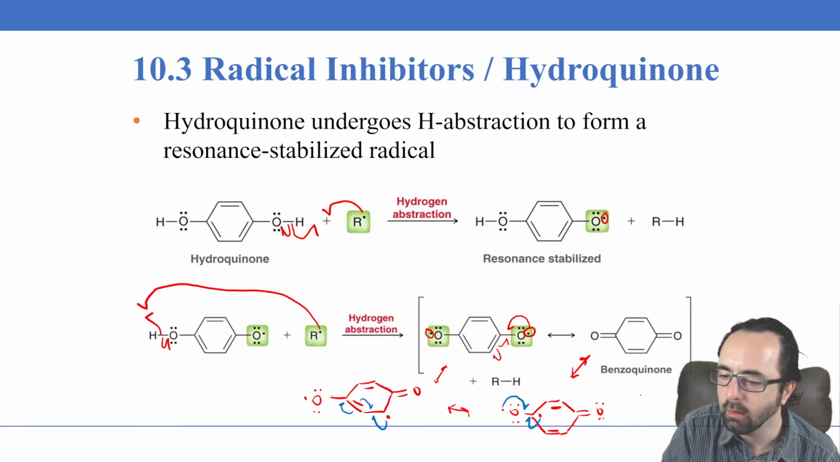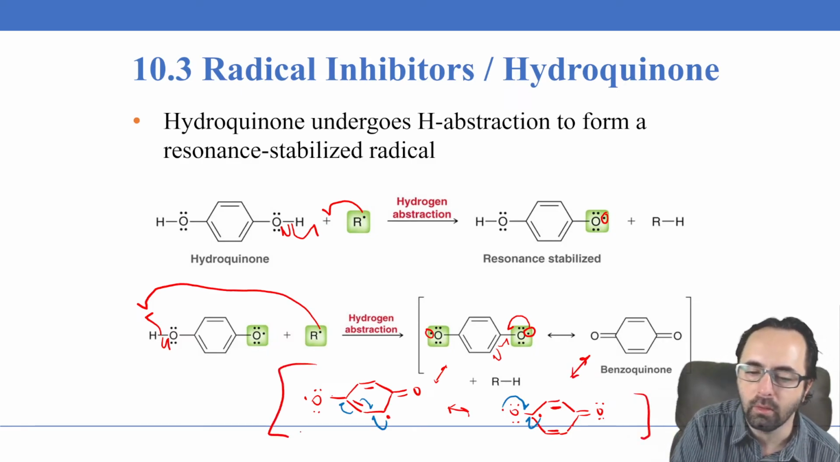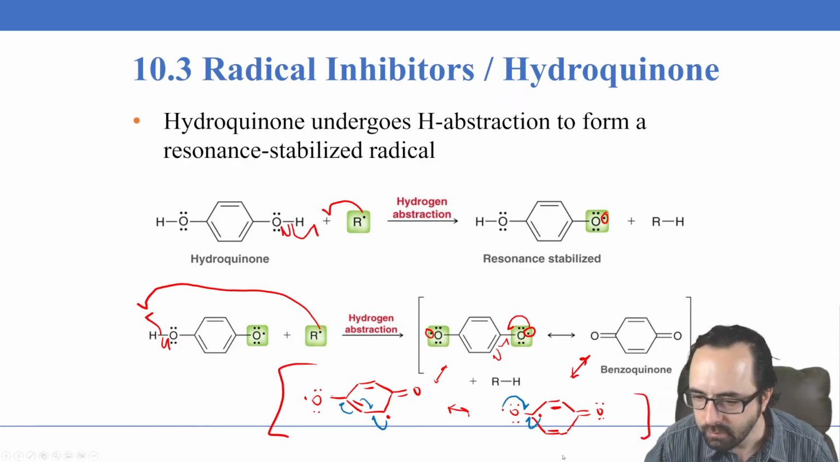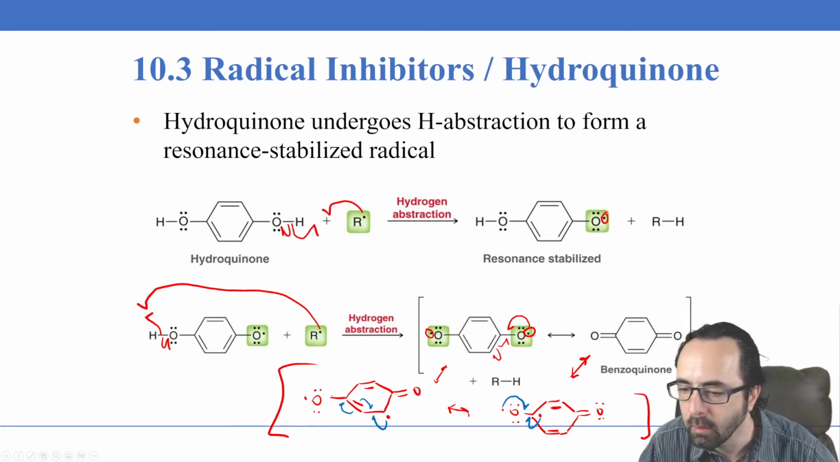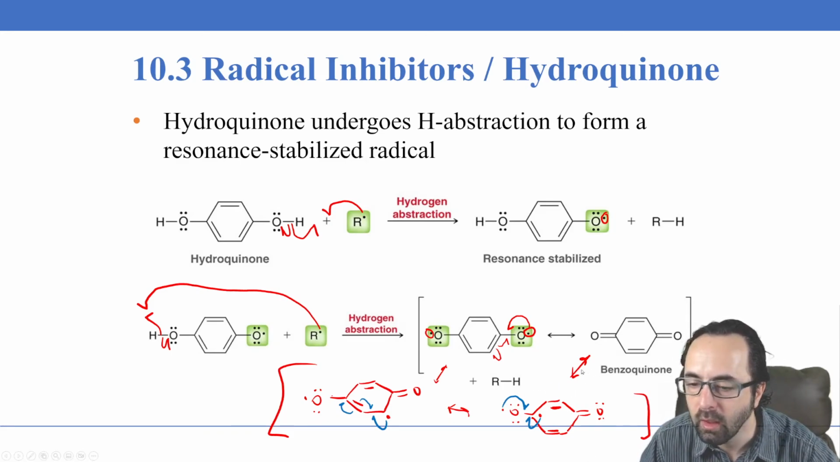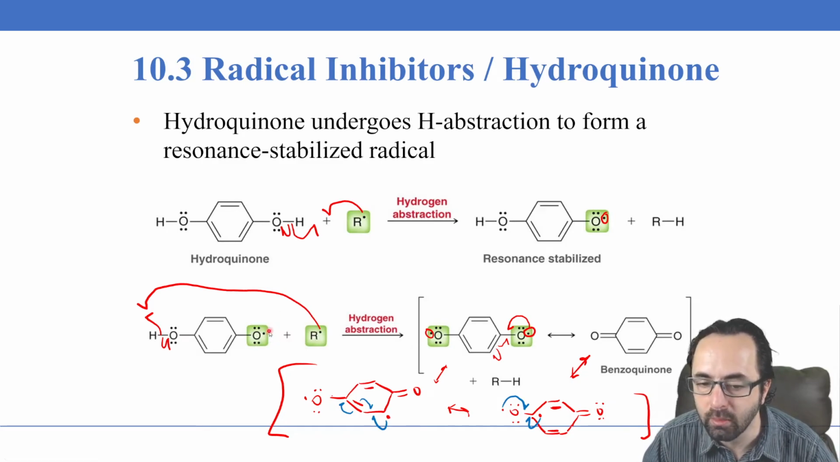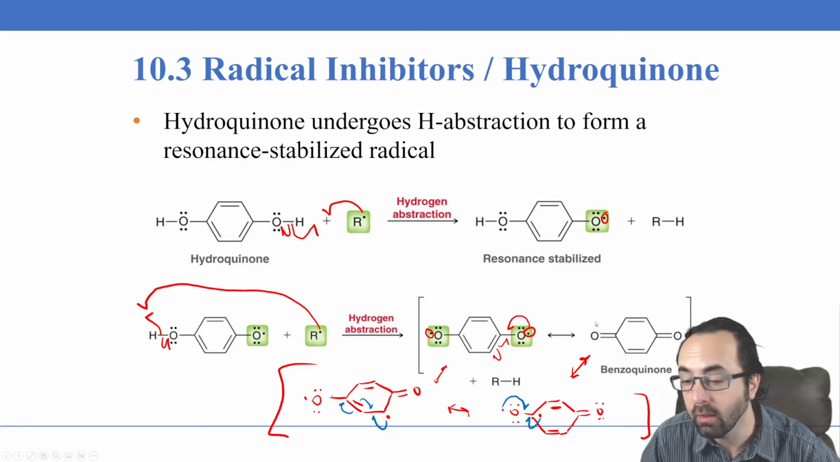And so here these are all parts of the resonance here. But that's how benzoquinone is produced. And so the fact that this initial radical that's produced is highly resonantly stabilized allows it to stick around long enough for a second hydrogen abstraction to occur. And then finally we get this very stable benzoquinone molecule. And there's no more radicals.